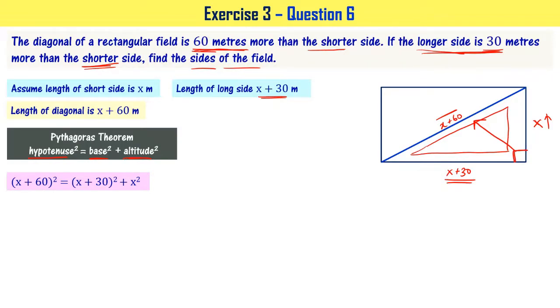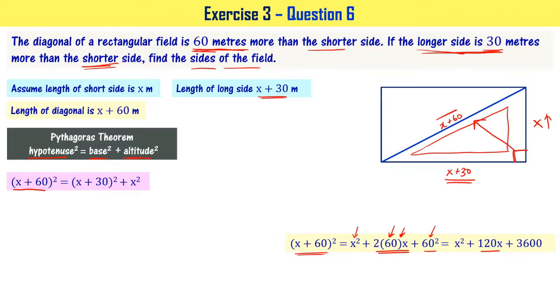Let's first expand these. (x plus 60) whole square can be written as x square plus 2 times 60 times x plus 60 square. We have used the (a plus b) whole square formula: a square plus 2ab plus b square. Here b is 60 and a is x. So you can now write it as x square plus 120x plus 60 square, that is 3600, right?